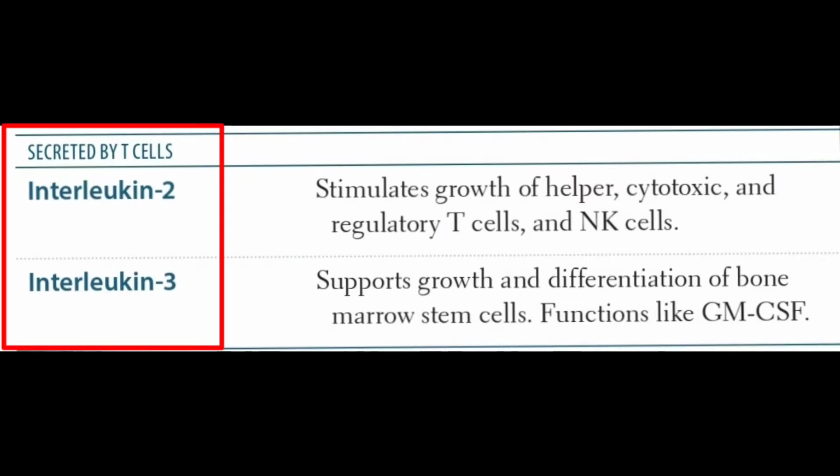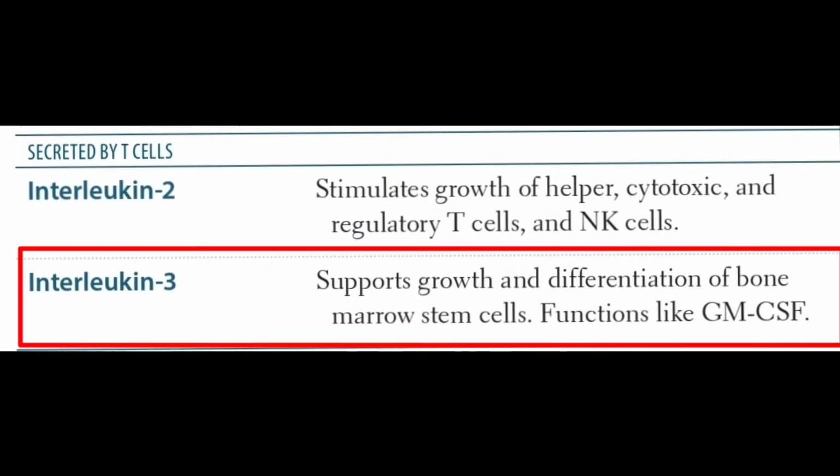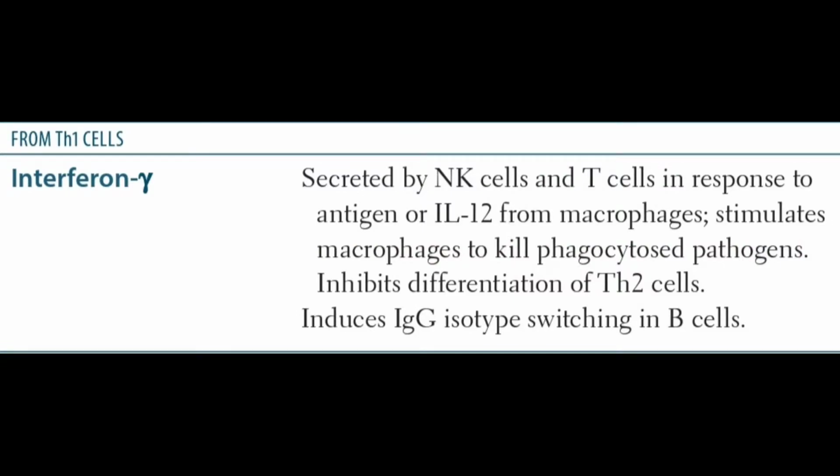Now let us talk about the various cytokines that are secreted by the T cells. Those are interleukin 2 and interleukin 3. Interleukin 2 stimulates the growth of helper, cytotoxic and regulatory T cells, and also the natural killer cells. So if there is no secretion of interleukin 2, then there will be no growth of the helper, cytotoxic and regulatory T cells and the natural killer cells. Interleukin 3 supports the growth and differentiation of the bone marrow stem cells, and it functions like the granulocyte macrophage colony stimulating factor.